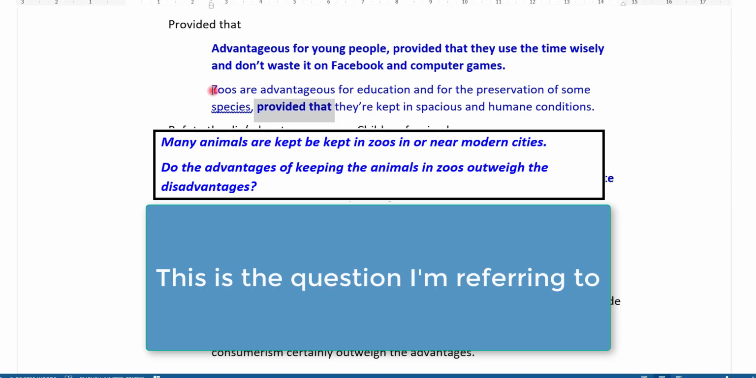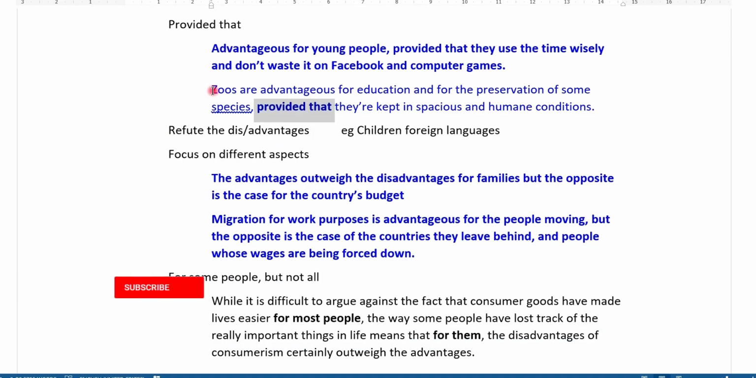And by doing that, honestly, Balu, is the only way I can think of answering that question. Or rather, the advantages for education outweigh the disadvantages for the poor animals. It's logically impossible to make that statement. Yes. Yeah. It's an unjustifiable statement. So I think provided that is really a magic word.